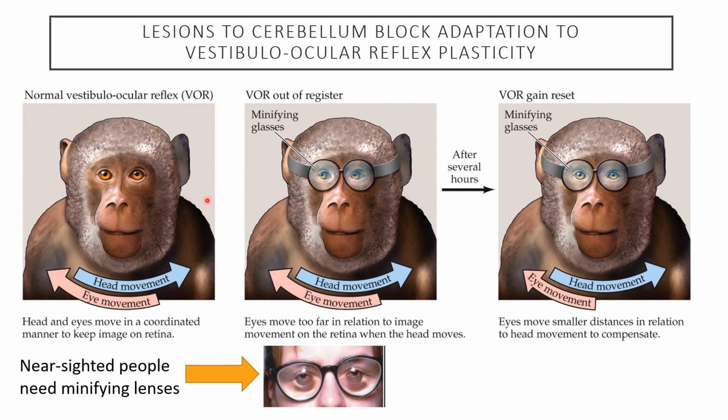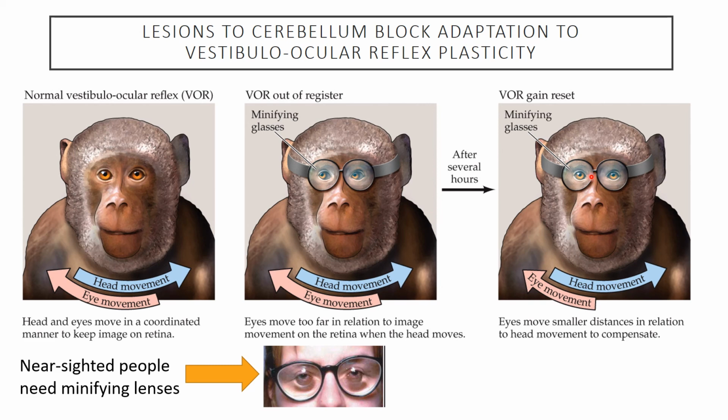And eventually the monkey will correct. But the initial movement is too much because the signal coming from the cerebellum is too much. But after several hours of doing this task, you can reset the gain on the vestibular ocular reflex. And so now the eyes actually make a smaller movement. You can see this arrow is smaller so that it can maintain the position so that it's facing directly forward, and that compensates for the head movement. So the head can move as much as it needs to, but the eyes don't have to move as much because of these crazy glasses.